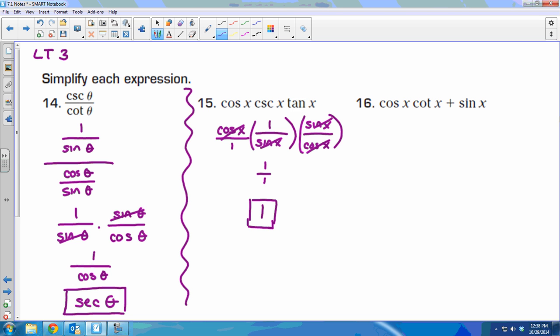It can't completely disappear, right? So when I cancel out the sine x's, I'm actually getting 1s.